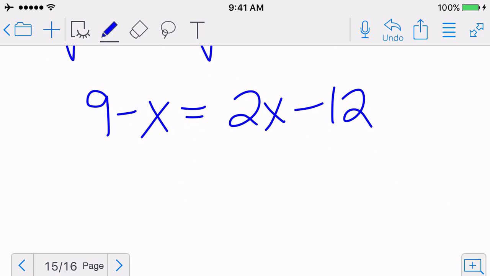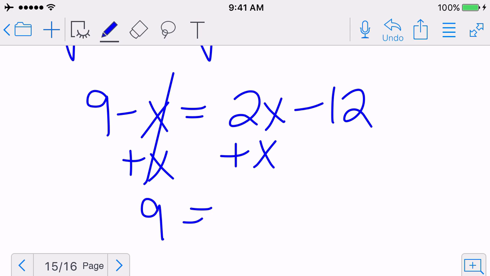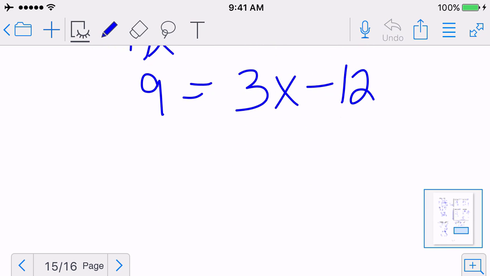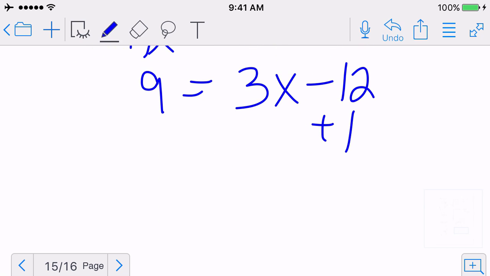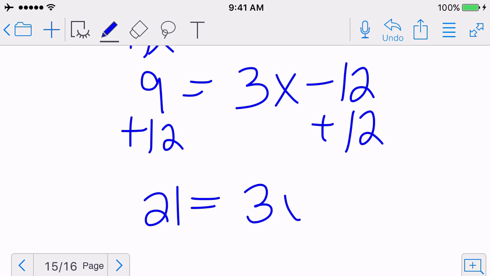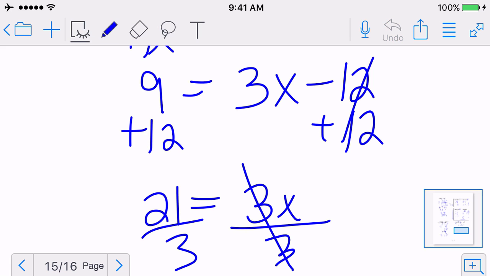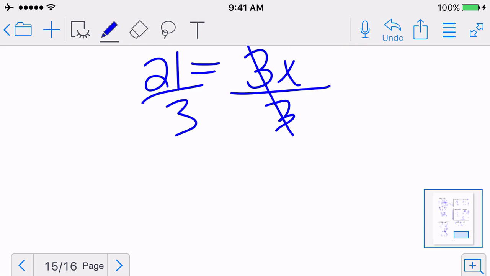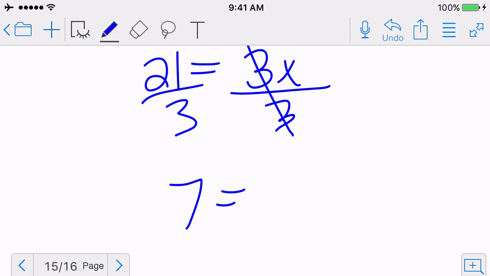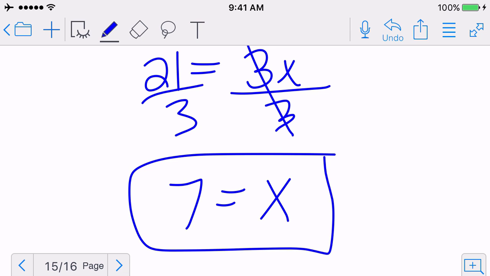So I need to get the variables on the same side. I'm going to go ahead and add this x over, get rid of it over here, leaves me with 9 equals 2x plus 1x is 3x minus 12. I've got to get rid of the minus 12, so I add the 12 to both sides. I get 21 equals 3x, and then I need to divide by the 3 to get rid of that. Also, this has gone up here if you like to cross things out. And 21 divided by 3 is 7, so I get 7 equals x.